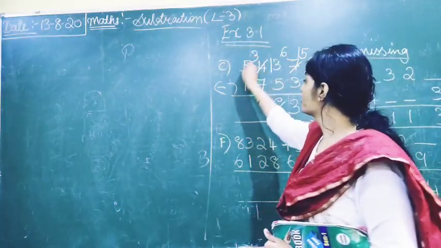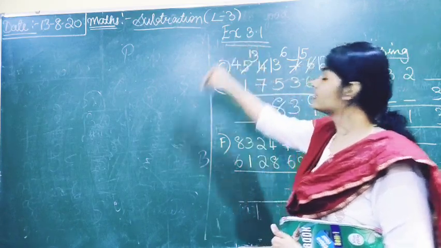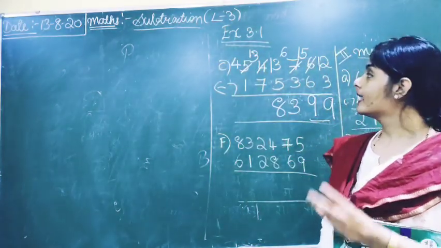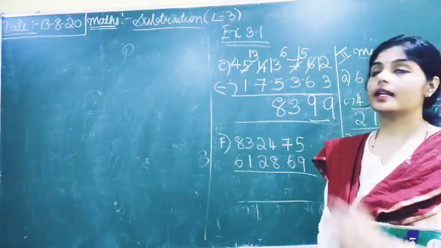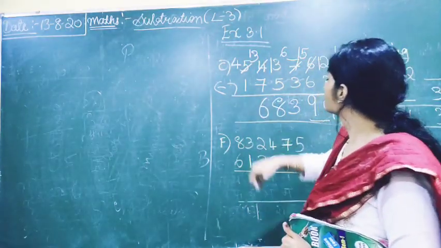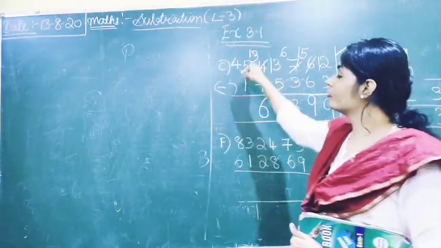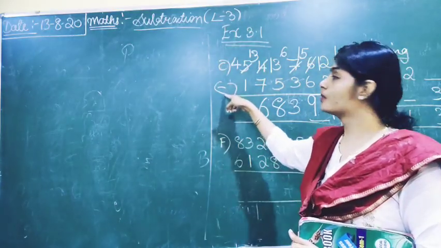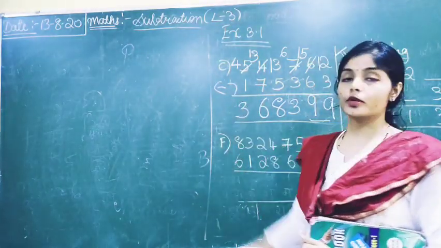No, 3 is small. So borrow from 5, 5 becomes 4, this becomes 13. So after 7: 8, 9, 10, 11, 12, 13. How much? 6. Got it? Now can you subtract 4 by 1? Yes, 4 is big, 1 is small. So answer is 3. Got it children?